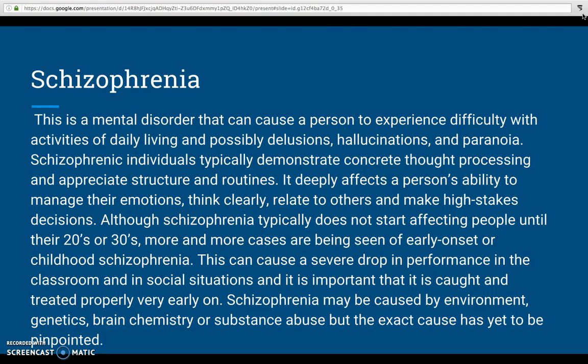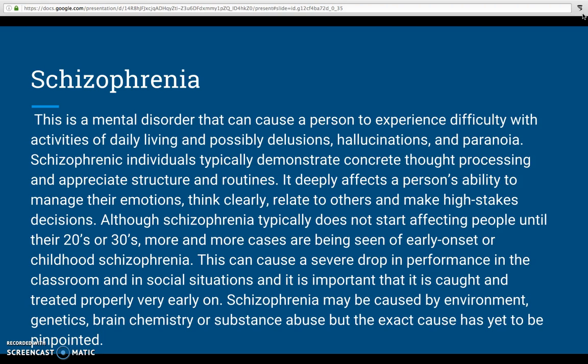Schizophrenia. This is a more severe mental disorder, and it can cause a person to experience difficulty with activities of daily living. They can possibly experience delusions, hallucinations, and paranoia. Schizophrenic individuals typically have difficulty concentrating on thought processing and appreciate structure and routines.